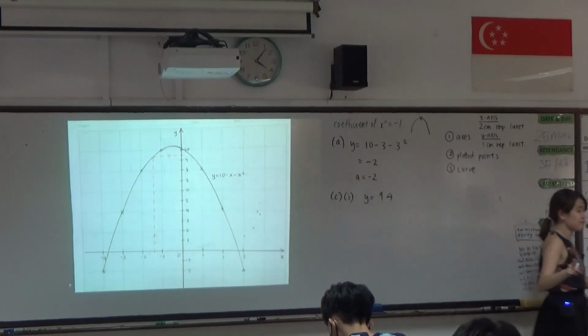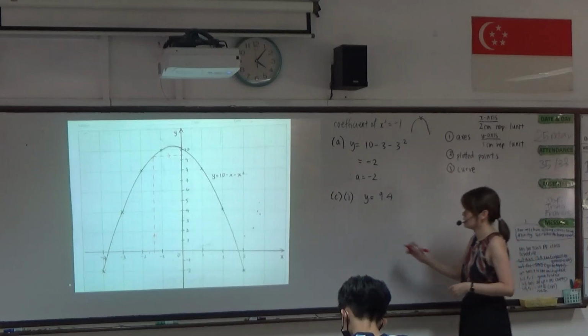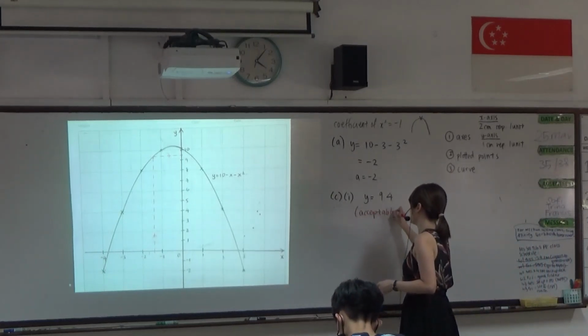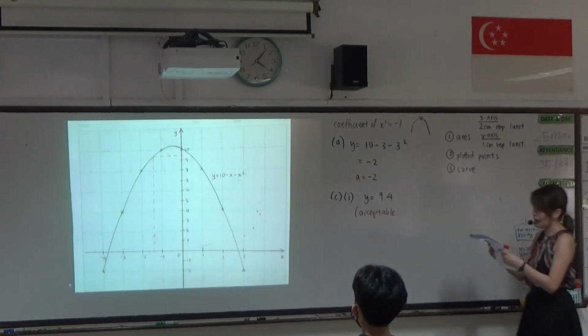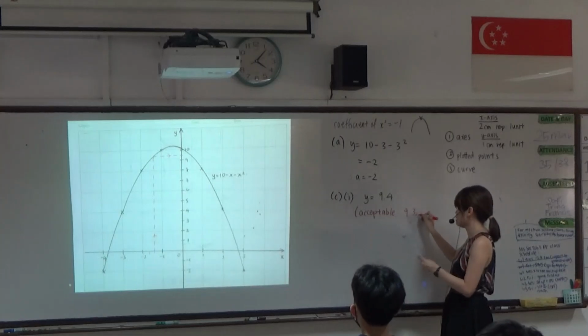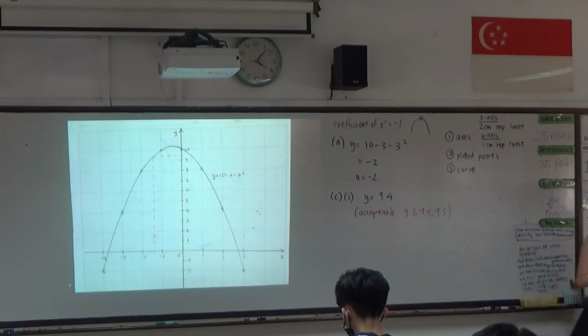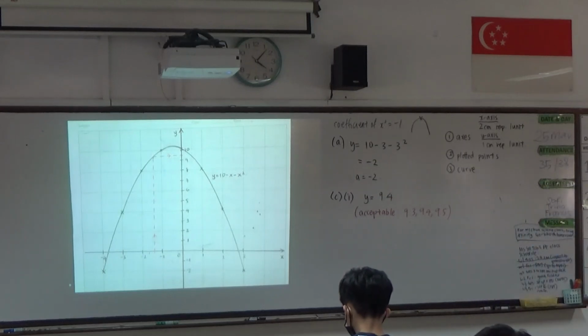Your friend's answer may not be the same because you may have drawn your graph slightly differently. There are acceptable values. I will accept if your answer is 9.3, 9.4 or 9.5. If your answer is neither one of these, it is not correct. So please check.